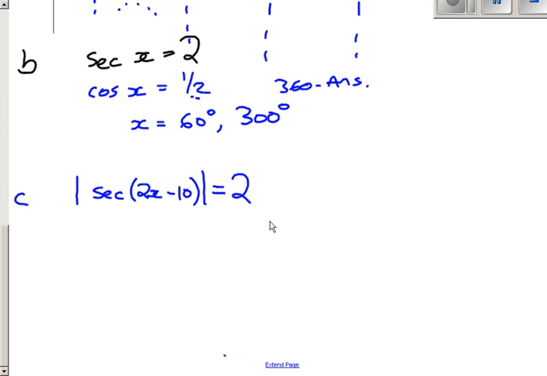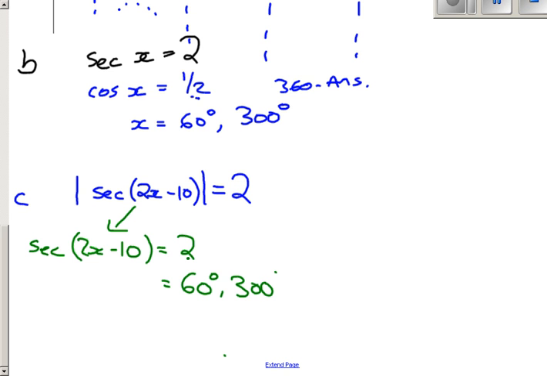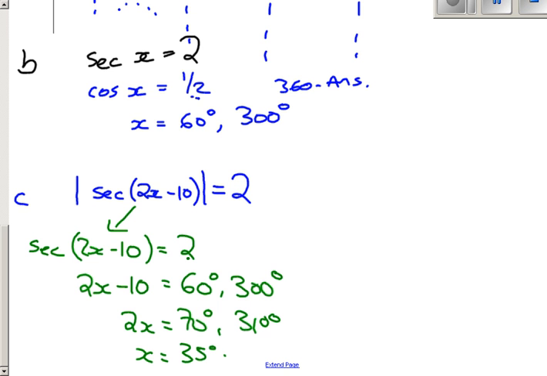For the final part of the question, and it builds on what you've just done, is the sec of 2x take away 10. So first of all, just ignoring the modulus, we get the sec of 2x take away 10 equals 2. We've already found out what this 2 goes to give. It gives 60 or 300 degrees, and this is 2x take away 10 is equal to that. So I've got to add 10 and then divide by 2. Adding 10 and dividing by 2 gives me these two answers here. That's 155, isn't it?